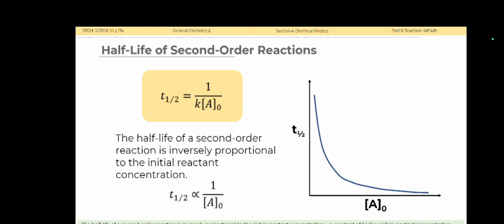The half-life of a second-order reaction is inversely proportional to the initial reactant concentration. A reactant of higher initial concentration takes a shorter time to reduce its amount by 50% compared to a reactant of lower initial concentration.